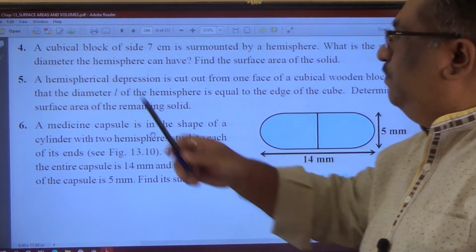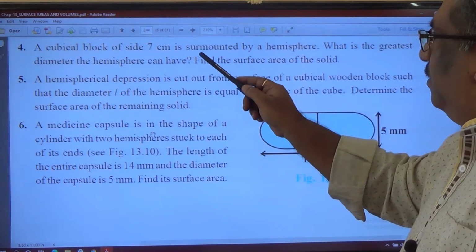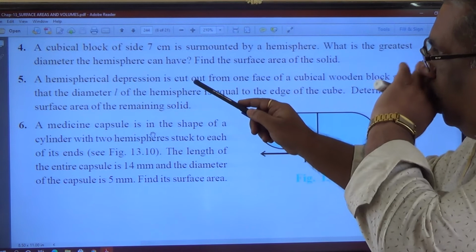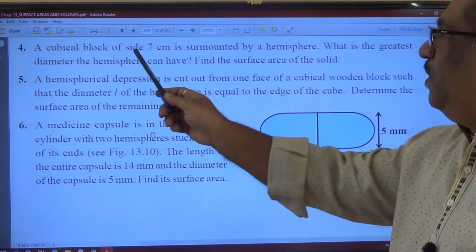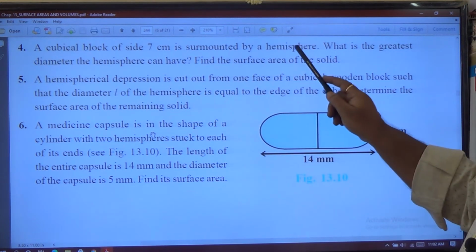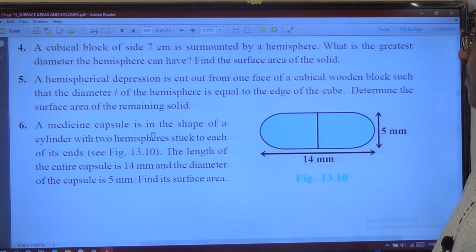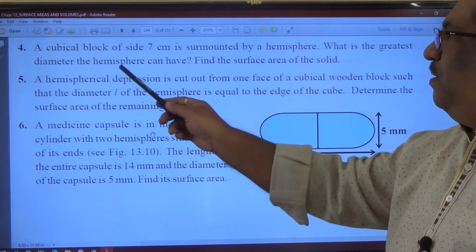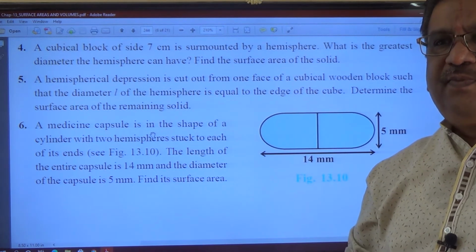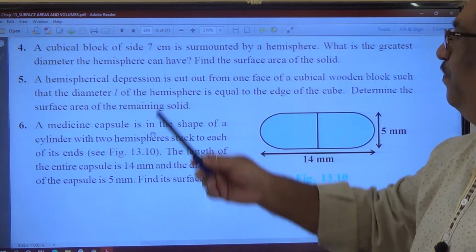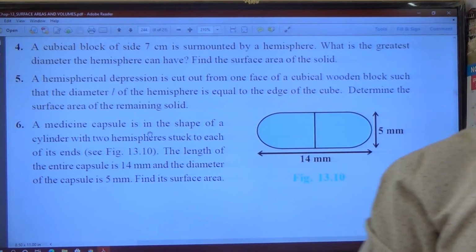Question number 4. A cubical block of side 7 centimeter. A cubical block means a cube basically. Of side 7 centimeter is surmounted by a hemisphere. Means there is one cube over which a hemisphere is mounted. What is the greatest diameter the hemisphere can have? Greatest diameter of the hemisphere is equal to the side of the cube. Find the surface area of the solid. So the total surface area of the solid is to be found.